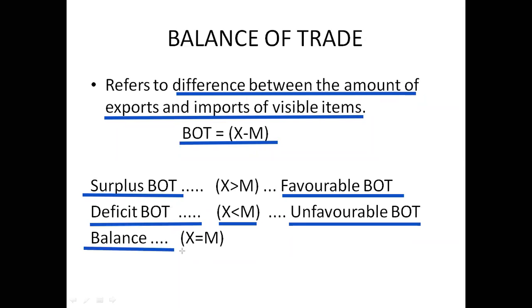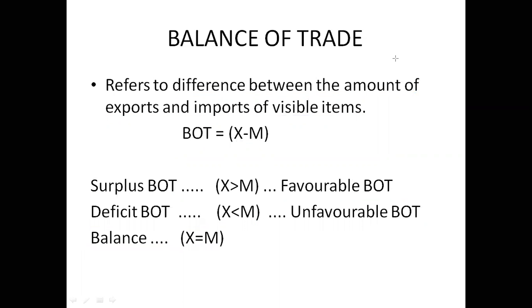And third is balanced BOT. Balanced BOT क्या होगा? Balanced balance of trade refers to where the value of exports equals to the value of imports. जहां पे value of exports और imports same रहते हैं. That is known as balanced balance of trade. It's clear to all of you. Three types of balances in the balance of trade along with the definition.